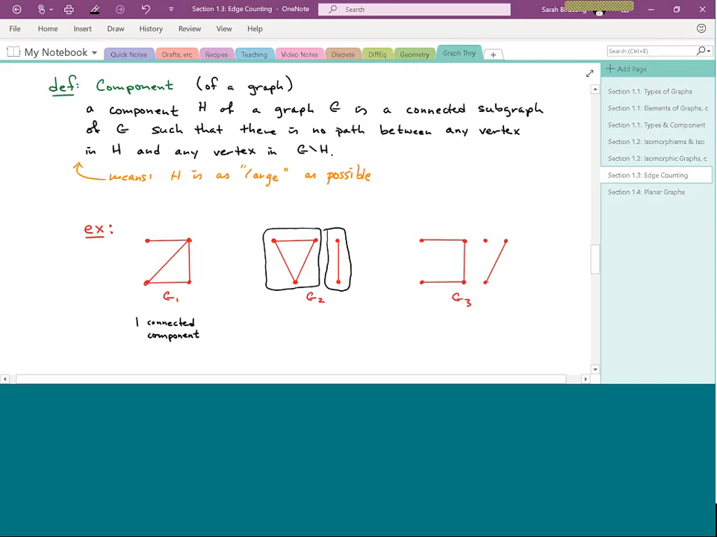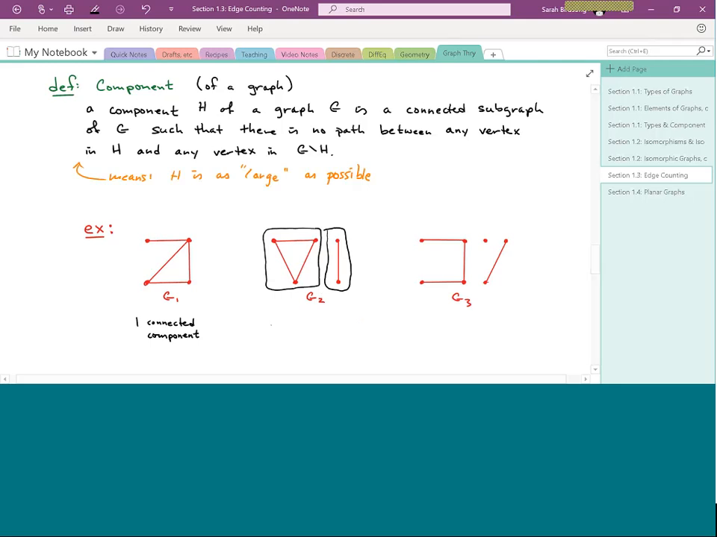Notice it doesn't say the subgraph has to be the largest subgraph of your original graph. It's just when you start putting a vertex or an edge in your component subgraph, you keep going until you've got a connected piece. So components are essentially saying, hey, if I've got a graph that's disconnected, I'm going to look at all the connected parts of it. Or as we say in graph theory terms, all the connected components of it.